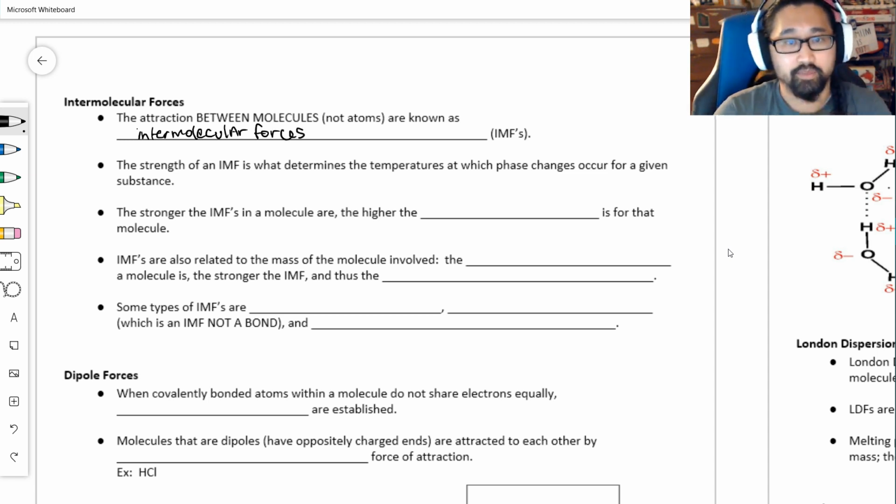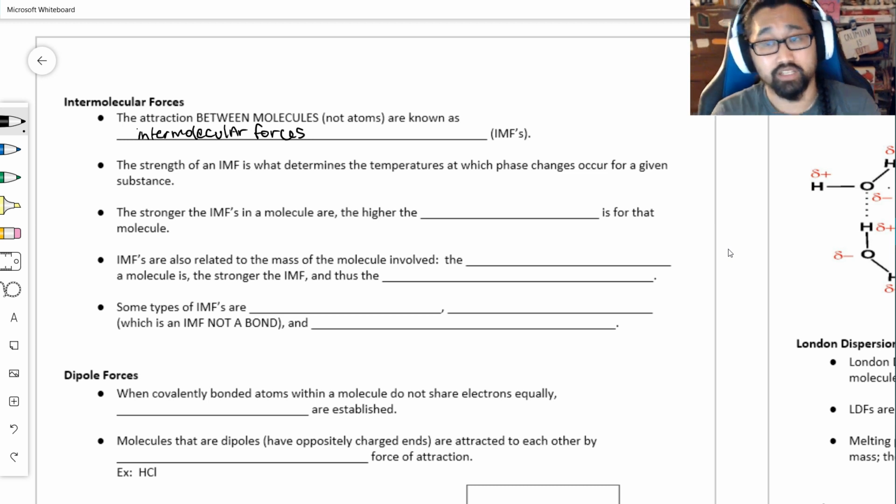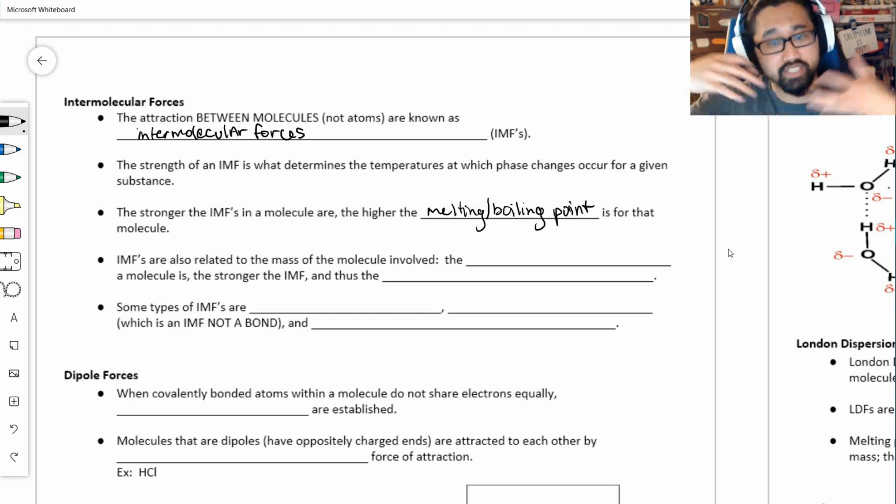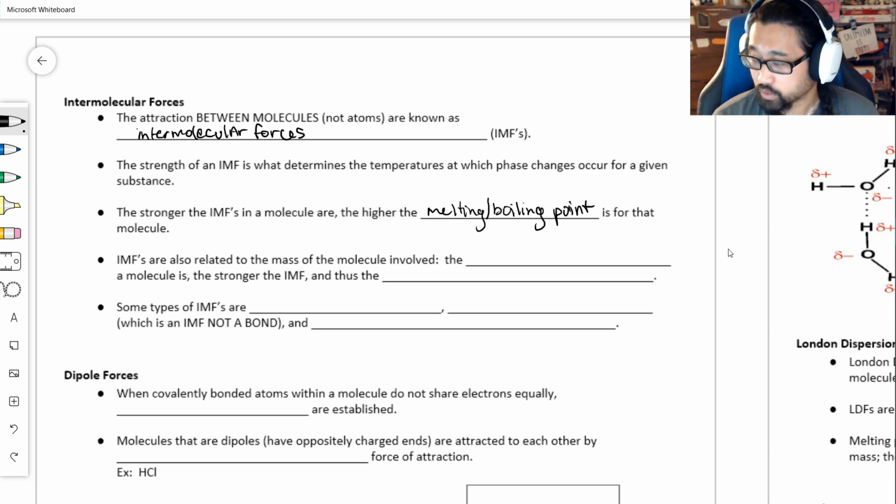The strength of an IMF is what determines boiling point and melting point. They determine phase changes. If something has strong intermolecular forces, their molecules are held together very tightly, well, that means the melting or boiling point are also going to be high, because it's going to take a lot of energy to take them apart. Right? They're also related to mass, and this is kind of sort of like gravity, right? The larger a molecule is, the stronger the IMFs. That means you're going to have higher melting point and boiling point.